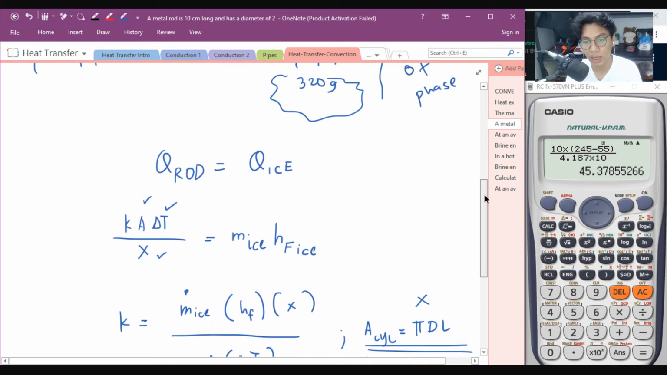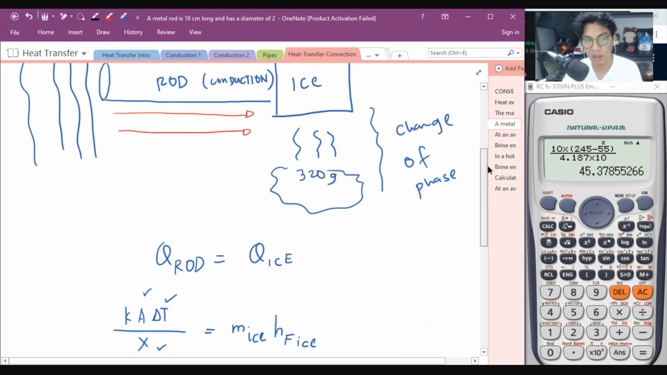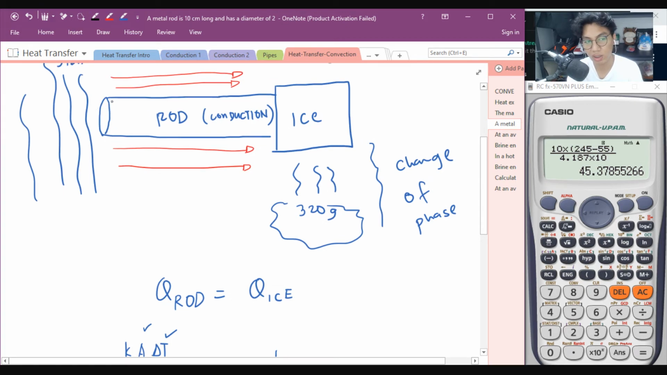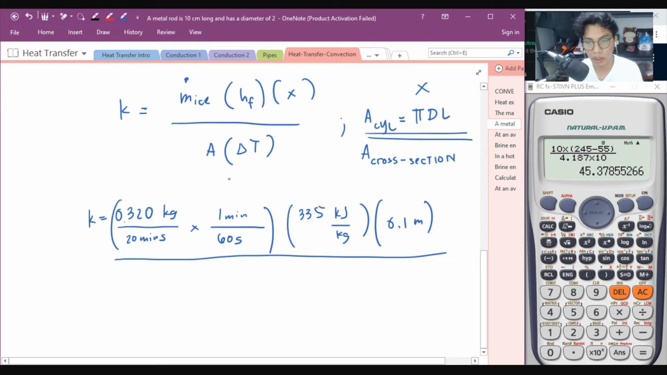The cross-sectional area ng... tignan nyo saan ba nag-pass through yung heat? Dito sa cross-sectional area na bilog. So, that is yung area ng circle. That is equal to pi over 4 d squared. Okay. Ito yung area is pi over 4 d squared. Not this one. Purahin na natin para hindi kayo nalilito. Cross-section. Okay. Area is pi over 4 d squared. Yan, na-correct ko na.